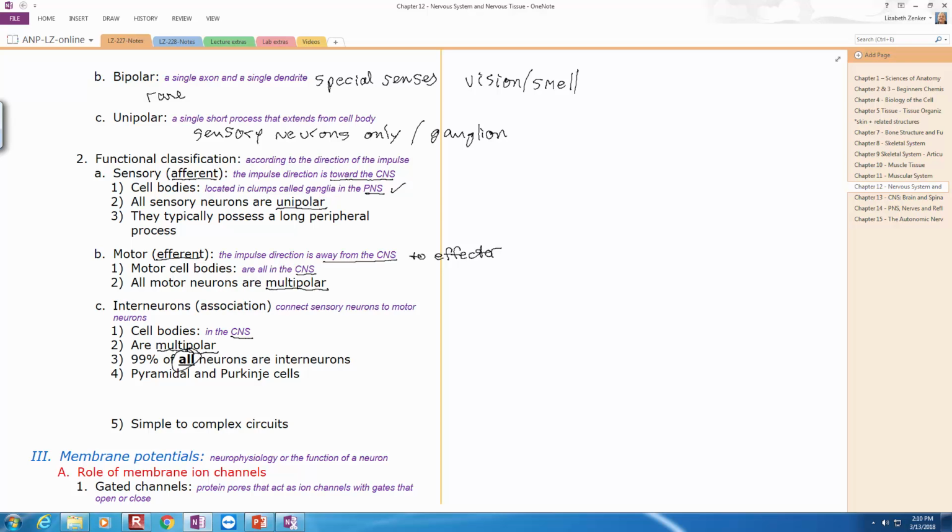So pyramidal is found, is it in the cerebral cortex or the cerebellar cortex? Pyramidal are in the cerebral cortex. Pyramidal had like the pyramid shape to it. So pyramidal and cerebral, the cerebrum. Cerebral cortex versus Purkinje, they are going to be in the cerebellar cortex.